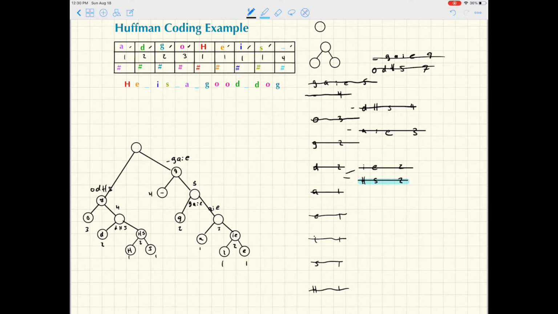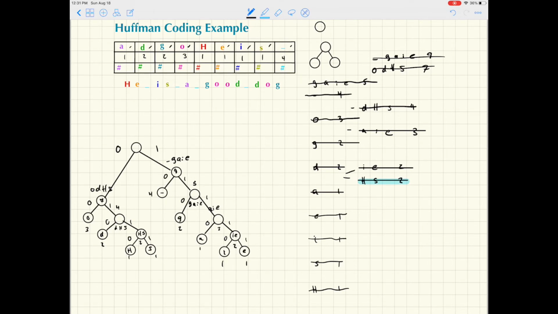And to encode it, you could choose either 0, 1, or you could do 1, 0. Doesn't really matter. We're concerned with the number of bits we're using, not the specifics, but I think convention would be 0, 1, so we'll stay with that. Every time we go left, we write a 0.